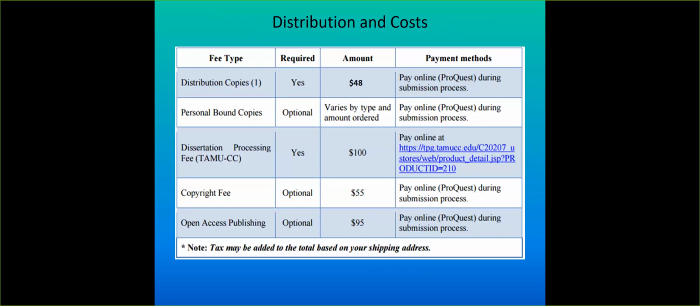Distribution and costs. The required copy is $48 currently. Personal bound copies vary by the type and size that you order. We have a dissertation processing fee for the university, which is a $100 fee, and that is required before we would clear you for graduation. There is a copyright fee that is optional, and we'll discuss that more soon, and then an open access publishing fee, which is optional as well.